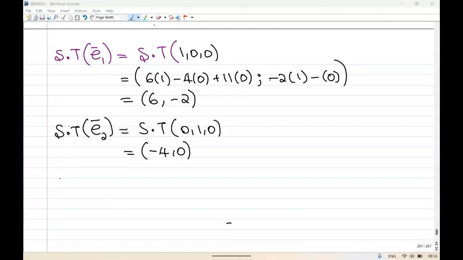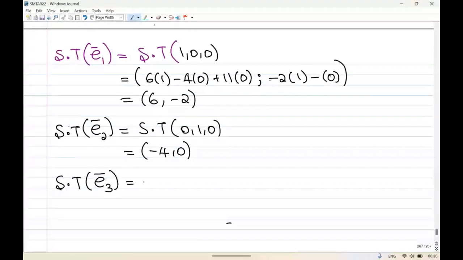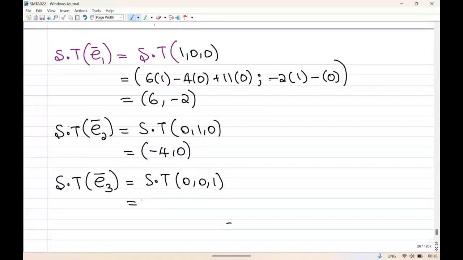Then can you please do the last one of S and T of this E3, which is the same as S of 0, 0, and then 1? What is going to be our answer there? 11 and minus 1. Now you are no longer doing them. You are referring back from the previous classes, right? Thank you, colleagues. Then now, after this, we are done.